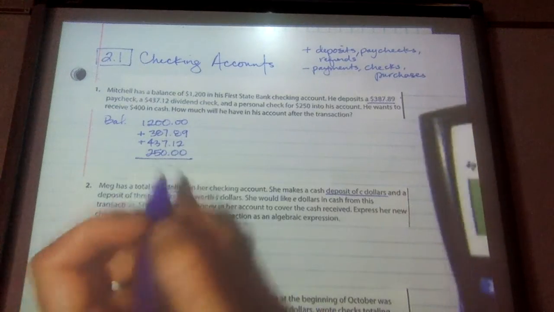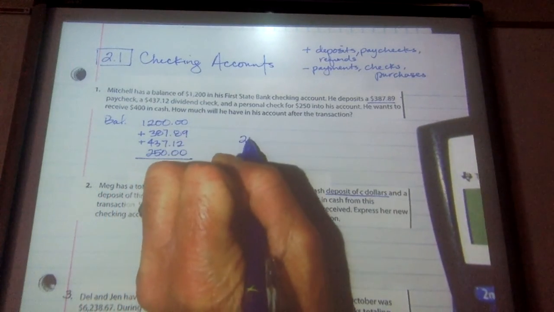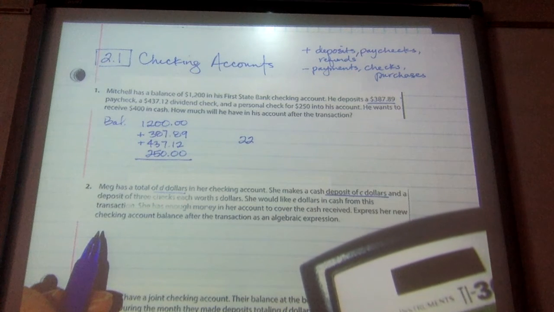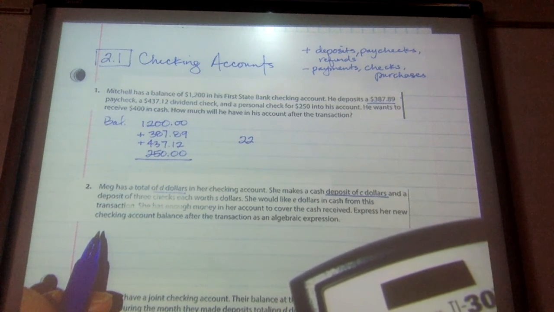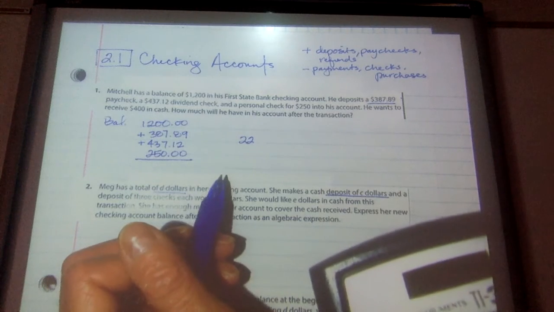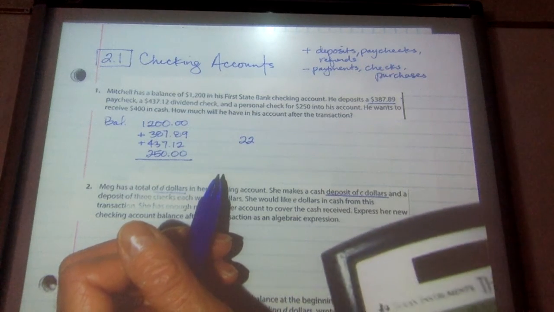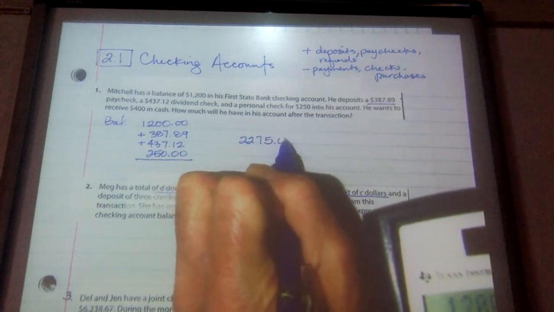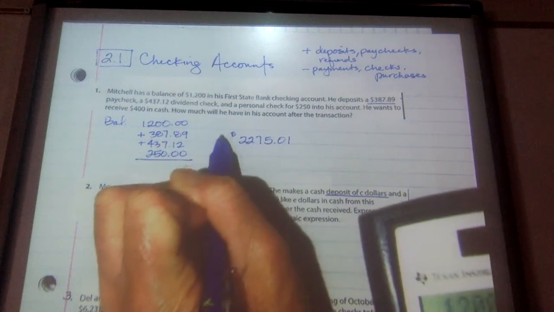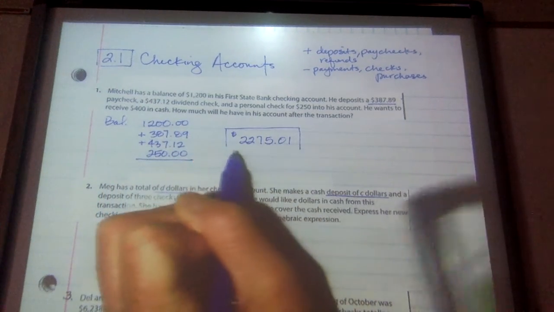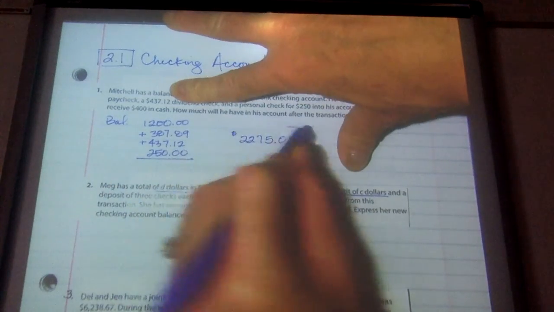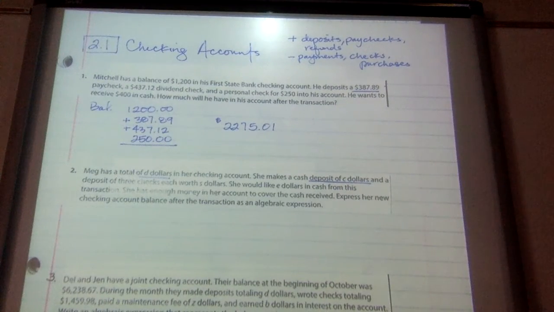And I got... I'm going to make sure I entered this right. This is my answer. And I got $2,275.01. Whoops. So that is the total of all his deposits. My bad, I didn't finish the problem. So that is his total.